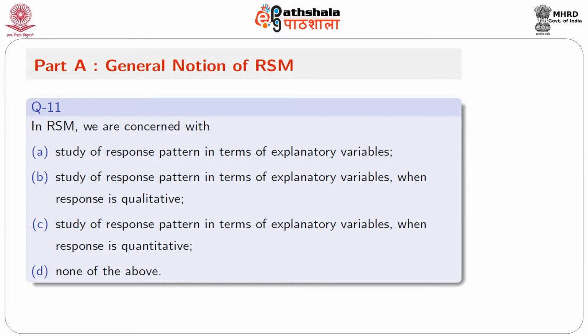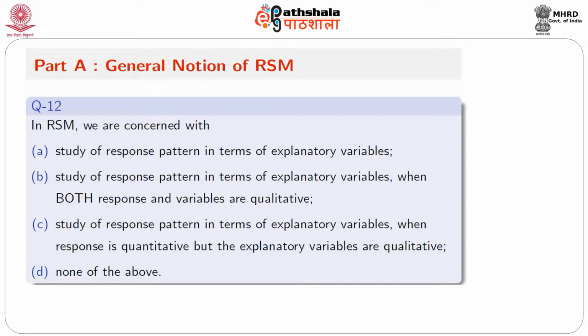Okay. Next. So the next one is in RSM we are concerned with study of response pattern in terms of explanatory variables, or when both response and variables are qualitative, or when response is quantitative but explanatory variables are qualitative, and none of the above. There, of course, we are deviating from the definition. So naturally, none of the above. That is the best thing.